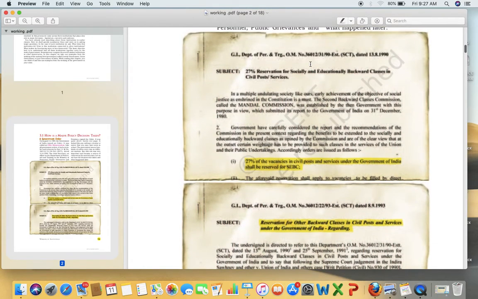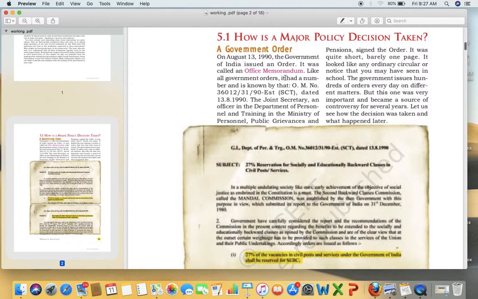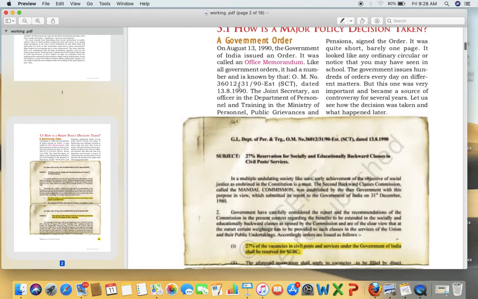So in page number 79 of your book, you will find a government order that was issued on August 13th, 1990. The government of India issued an order, and this came to be known as Office Memorandum. Like any other government order, it had a number. The OM number, Office Memorandum number of this particular order was 36012/31/90/Estt (SCT), dated 13th August 1990. So this is the time when this office memorandum was passed.